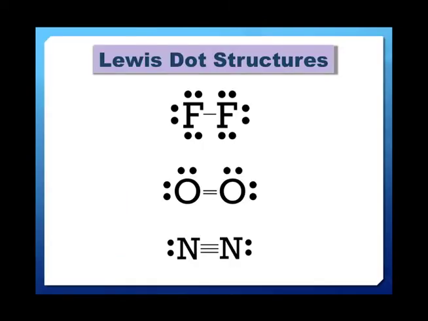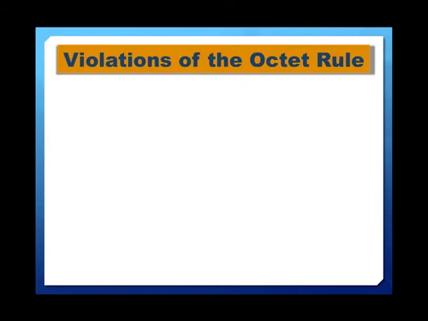We now know how to draw basic Lewis dot structures and understand that some elements, like carbon, nitrogen, and oxygen, will strictly follow the octet rule. But many elements will not follow the octet rule, and some types of molecules will not follow the octet rule even when they involve the more common elements that typically obey the octet rule.